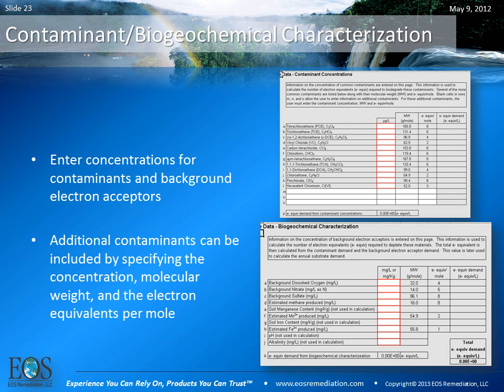In addition, your biogeochemical data is key. It's important to know what the DO is, what the ORP is, to see if it's a suitable site for anaerobic bioremediation. And then also, more importantly, really are your background electron acceptors. How much oxygen, nitrate, sulfate do you have to deal with and reduce before you can actually start dealing with your contaminant.